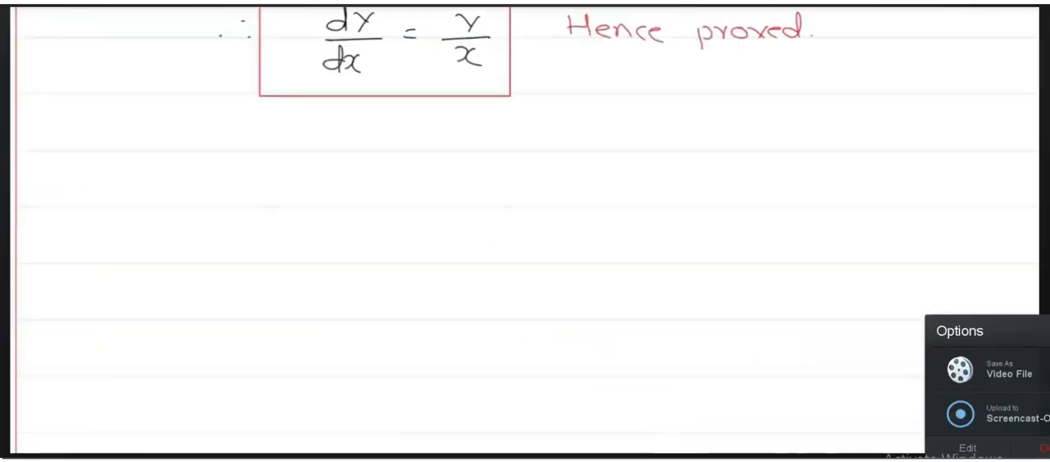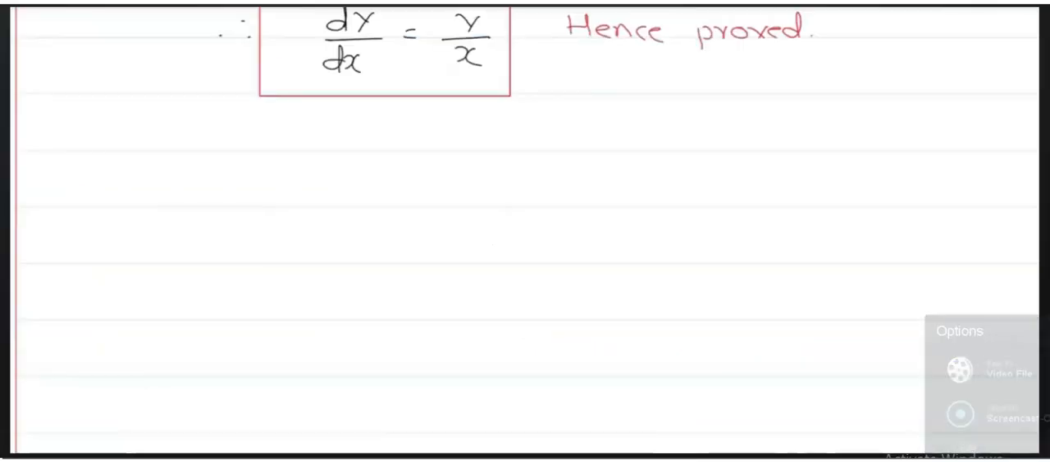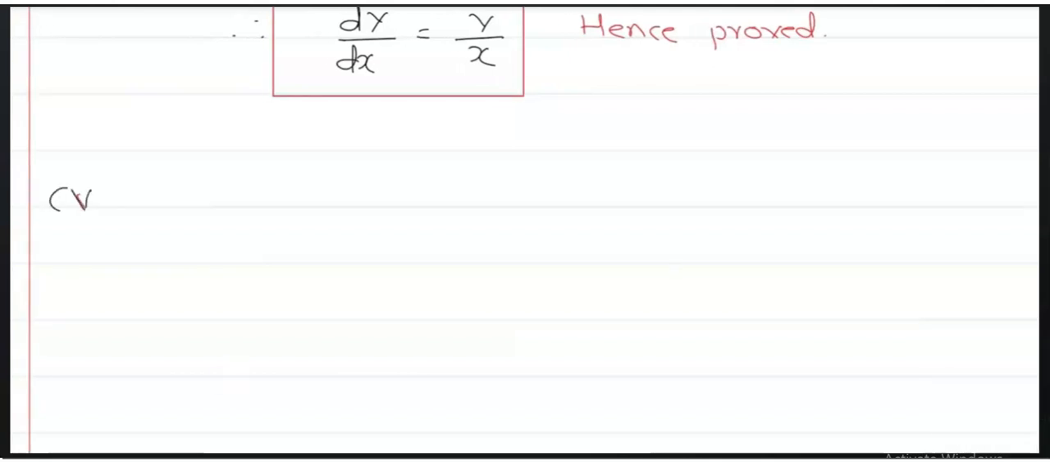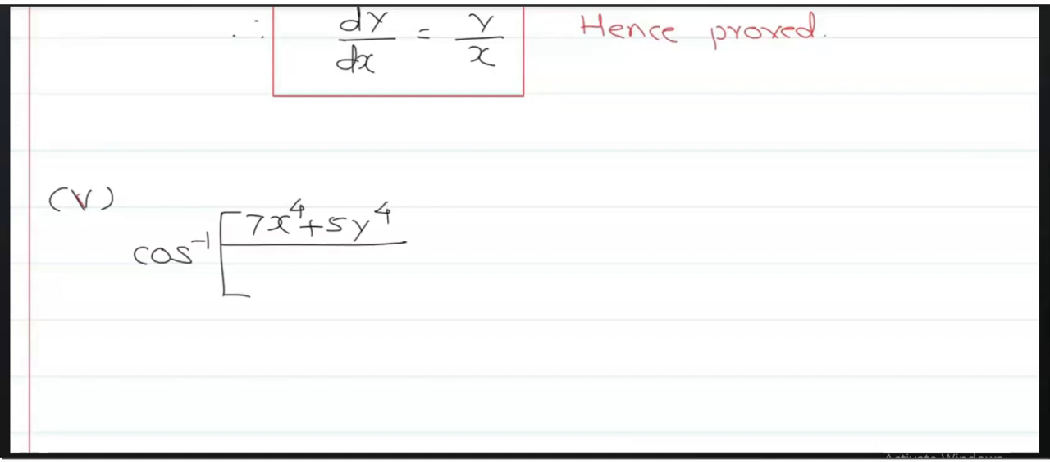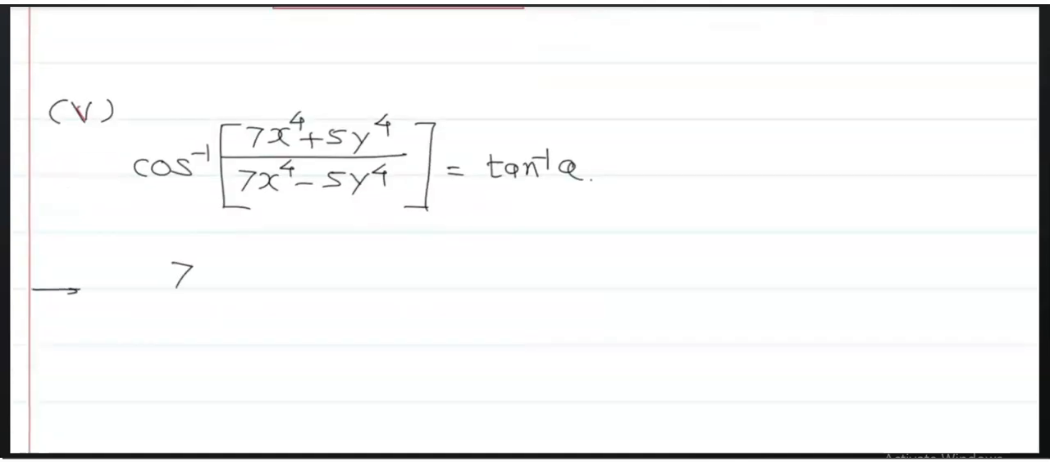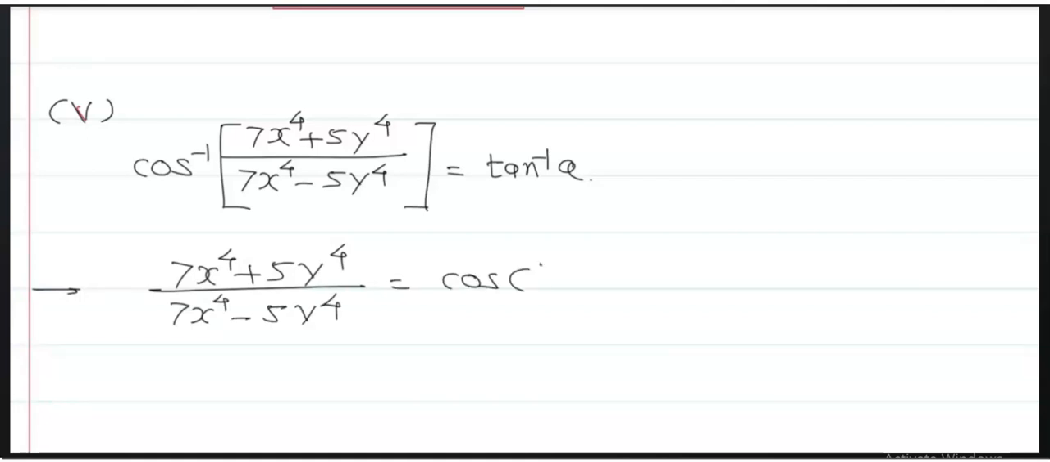Next is cos inverse of 7x raised to 4 plus 5y raised to 4 upon 7x raised to 4 minus 5y raised to 4 is equal to tan inverse of a. Again, all these are constants, that is 7x raised to 4 plus 5y raised to 4 upon 7x raised to 4 minus 5y raised to 4 is equal to cos of tan inverse of a, which is equal to p.